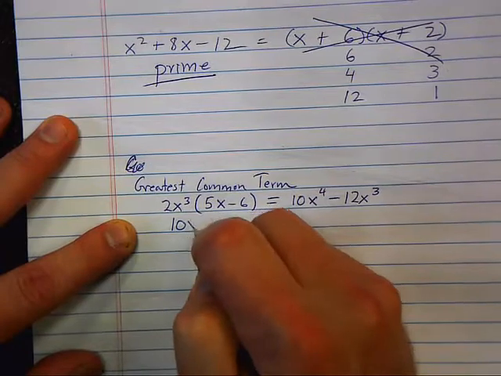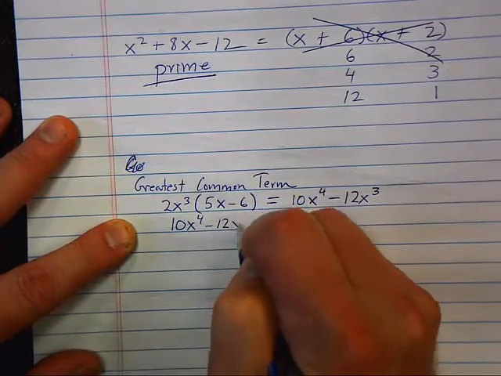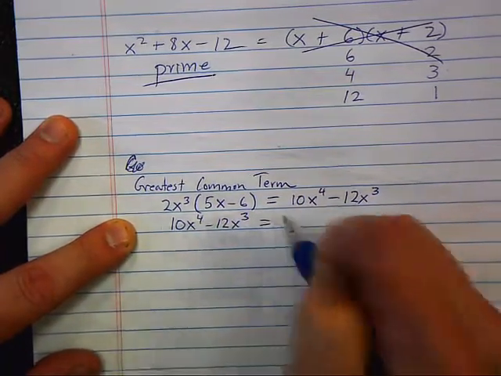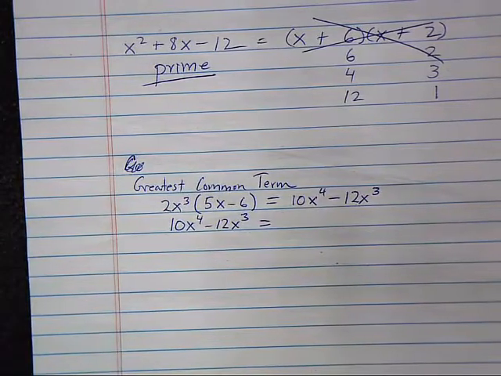So again, what we're going to do today is we're going to do it backward. I'm going to give you the 10x to the 4th minus 12x cubed, and I'm going to ask you to factor it. So one of the things you look for when you're factoring is something known as the greatest common term. What do we mean by greatest common term?